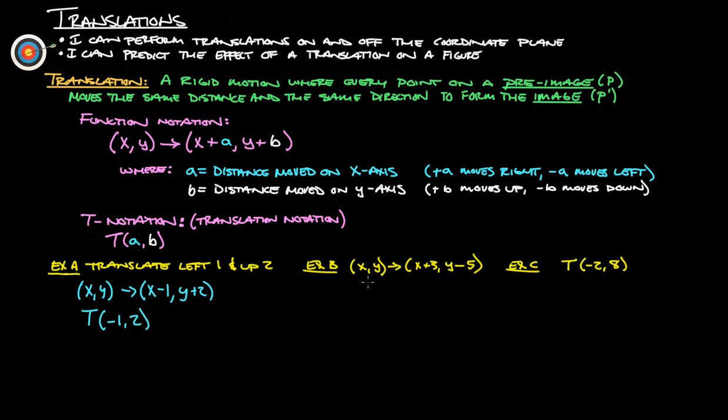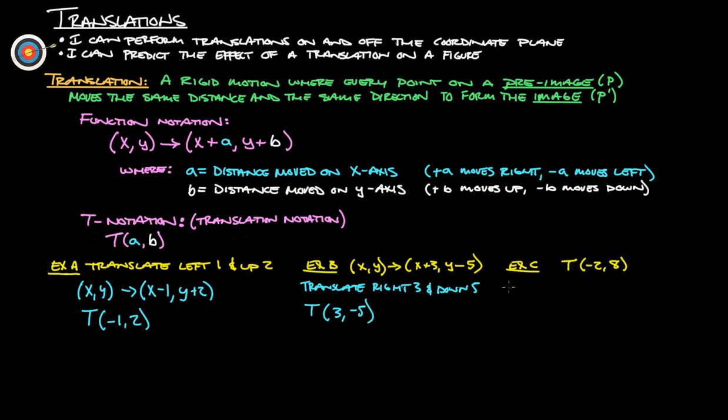For example, B here, we've got (x, y) translates to (x + 3, y - 5). So we could explain what that is. That's going to translate plus 3, so that's going to be to the right 3. And then negative 5 is down 5. And then our T notation is just going to simply be positive 3, negative 5.